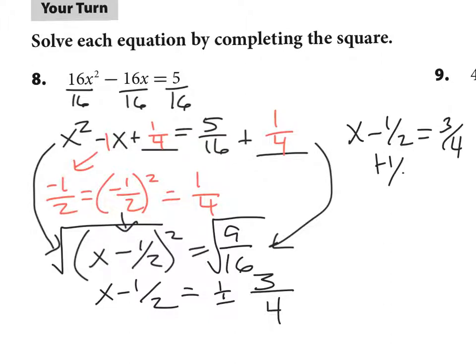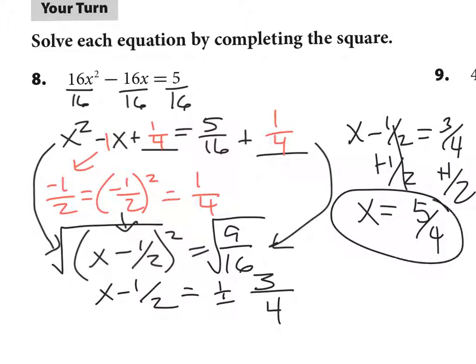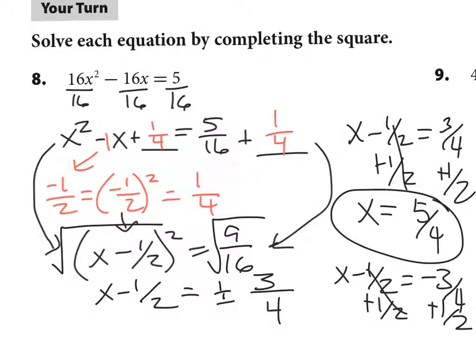So I add 1/2, and I end up with x equals 5/4. That's one solution. I have to do my other case, x minus 1/2 equals negative 3/4. Add 1/2 to both sides. And if I do that, I get x is a negative 1/4. So those are my 2 solutions. So again, that's how you solve by completing the square.